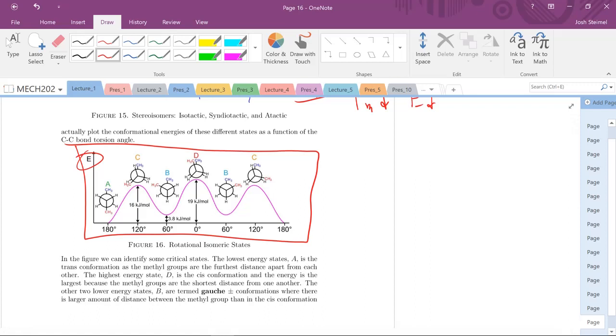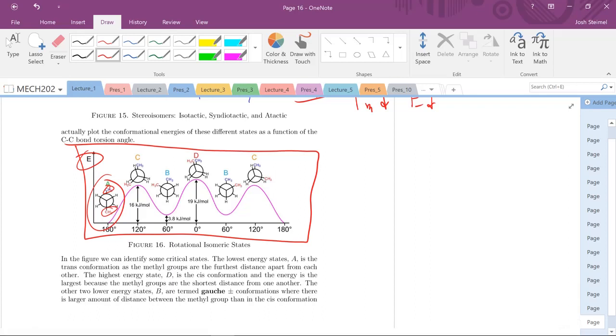We want low energy. We want negative energy. So we want to be in state A. State A has the lowest energy. It's hard to see from this diagram, but that is your trans state. So when those pendant groups, this methyl, the CH3 group, are as far apart as possible, those big bulky groups don't want to be next to each other. So they want to be as far apart as possible.